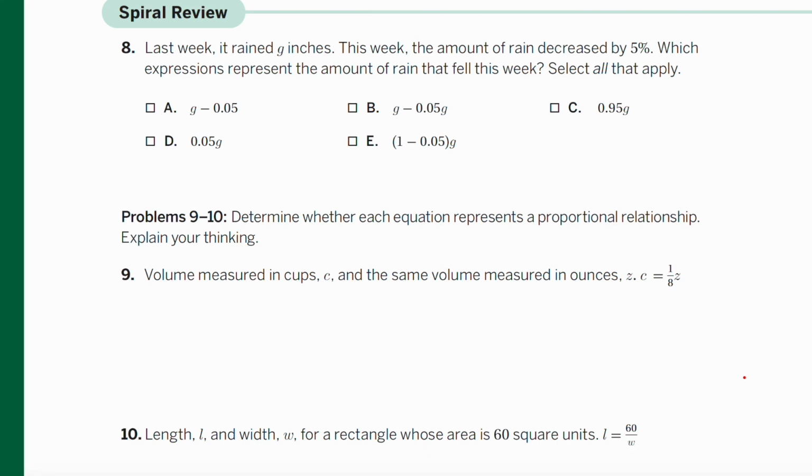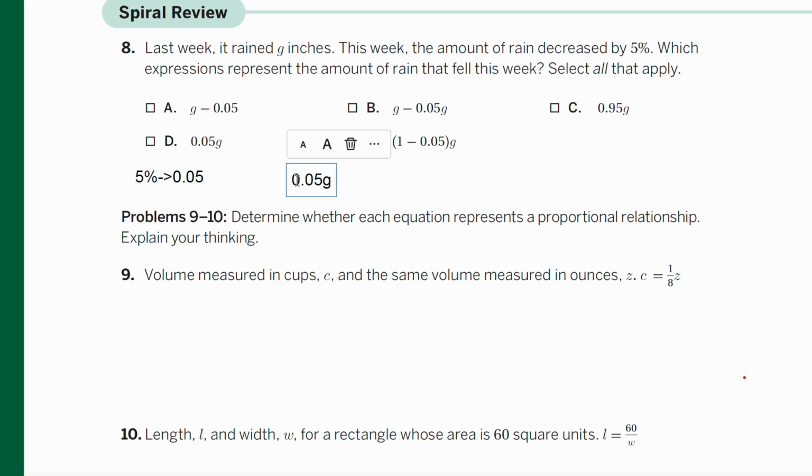So we know that the amount of rain decreased by 5%. So we need to change 5% into a decimal in order to use it in our equation. So 5% as a decimal is 0.05. And we know that it rained G inches. In order for it to decrease by 5%, we would need to do 0.05 times G, or 0.05 G. So we know that we're going to have that in our equation somewhere.